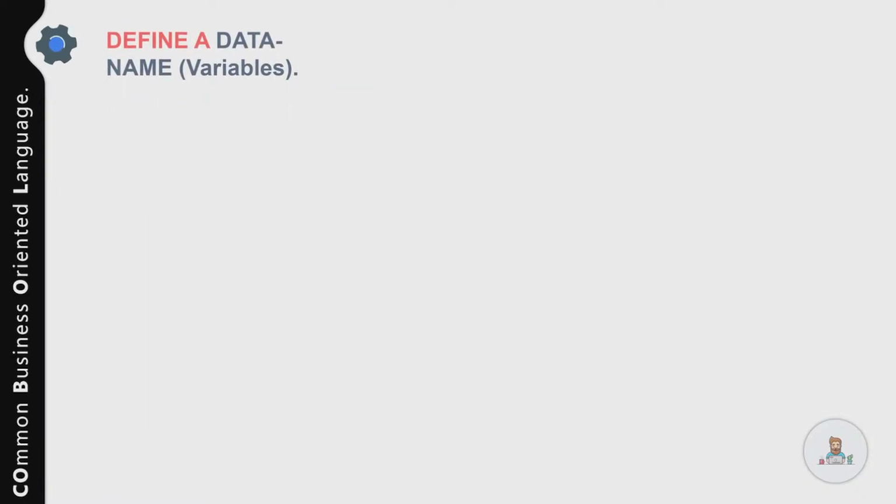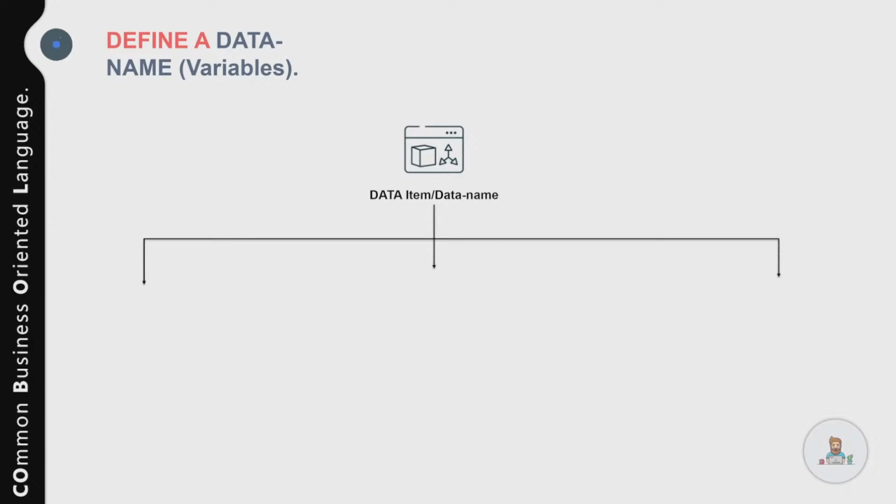Now let's talk about how to define a data name in COBOL. So let's get started. In COBOL, variables are called data names. They're also referred to as data items or elementary items, and I'll be using these terms interchangeably throughout the course. So by definition, a data name or identifier is the name used to identify the area of memory reserved for a variable. A variable is a named location in memory in which a program can put data and from which it can retrieve data as per the requirement.